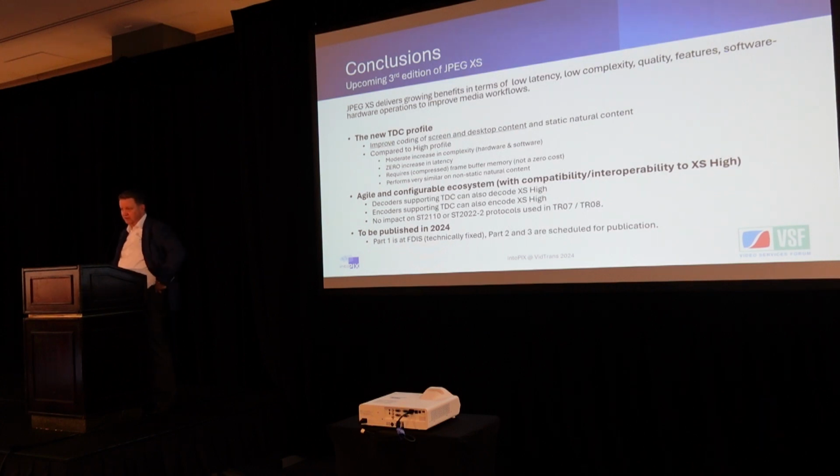By being a compressed frame buffer, you are saving 3 to 4x over an uncompressed frame buffer. And it performs very similarly, as on that other chart, with static natural content or non-static natural content. It's going to be backwards compatible, decoder and encoder, to the XS high profiles, and there's no impact on the 2110 or 2022-2 work that we've been doing over the last multiple years.